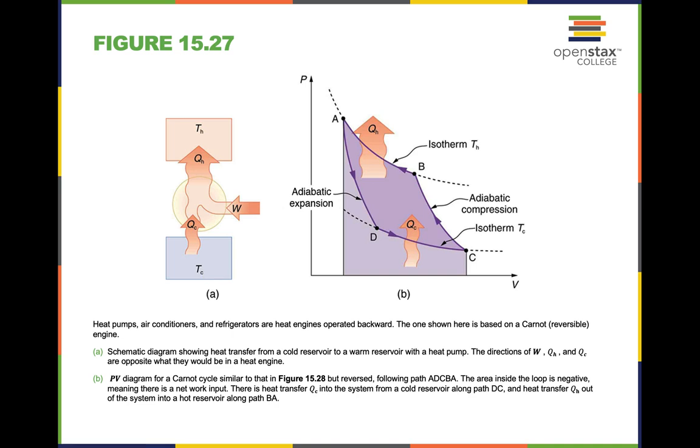So for the PV diagram for a Carnot cycle, similar to that of figure 15.28 but reversed, following path ADCBA, the area inside the loop is negative, meaning that there is net work input. There is a heat transfer Q_C into the system from a cold reservoir along path DC and a heat transfer Q_H out of the system into a hotter reservoir along BA.